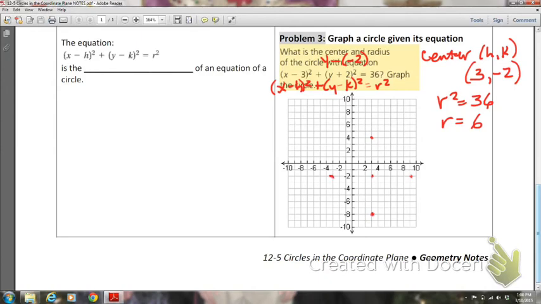Now you can use a compass if you want to make a nice circle, but you should be able to sketch at this point and just go through those points that are on that circle and sketch that circle. To graph it. So there's the graph of that circle with center (3, -2) and a radius of 6.